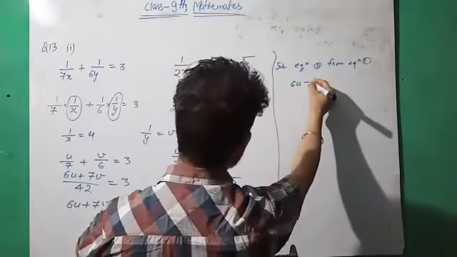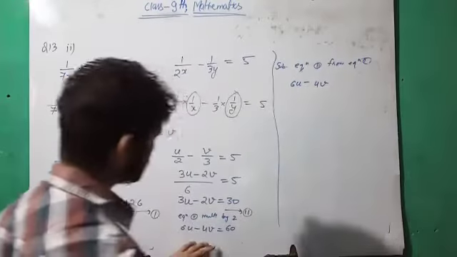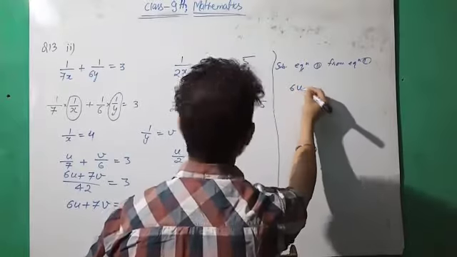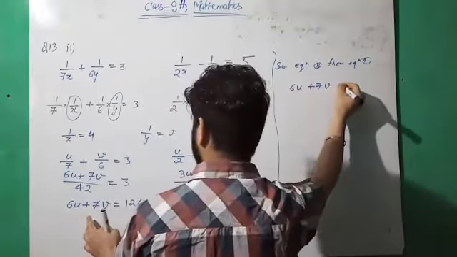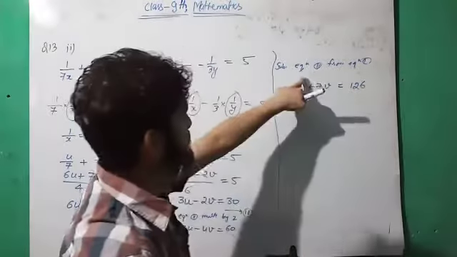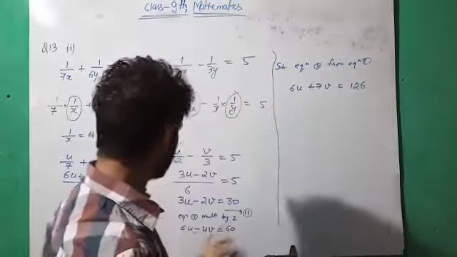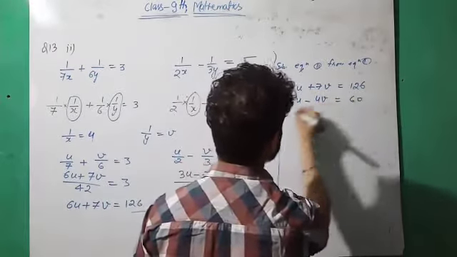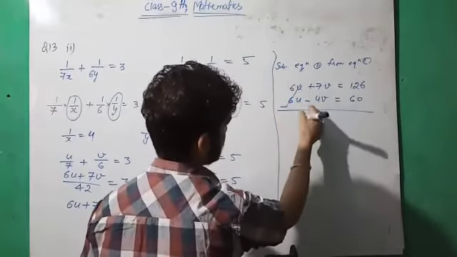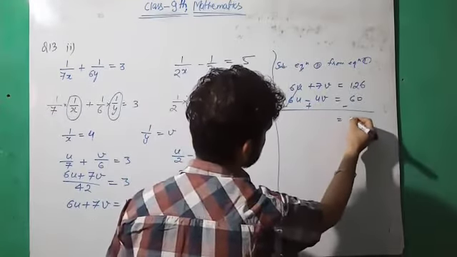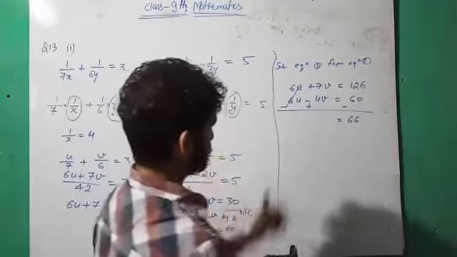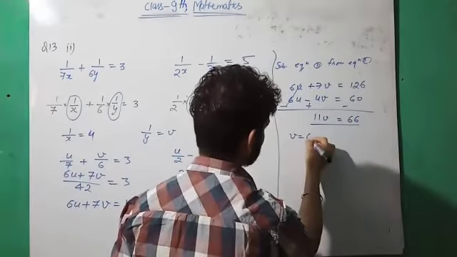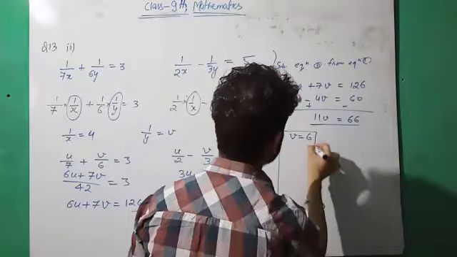Equation second is 6u minus 4v equal to 60. First, we have 6u plus 7v equal to 126. Subtracting equation second from equation first, this is equation first, this is equation second. 6u minus 4v equal to 60, so minus, plus and minus, this gives 66. So 11v equal to 66, and the value of v equals 6.